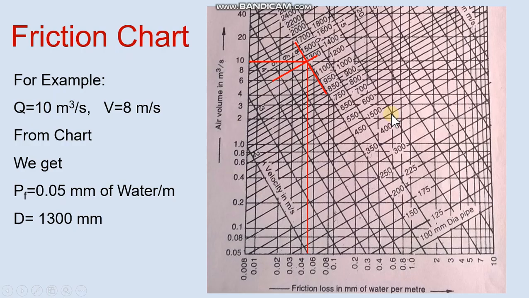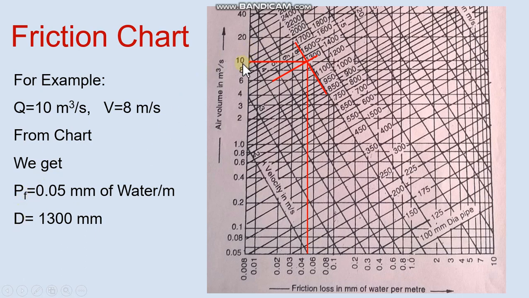Now in the calculation we need a friction chart. So let us see how to use the friction chart. The friction chart has on the x-axis values of friction loss in mm of water per meter, and on the vertical y-axis values of Q in meter cube per second. There are inclined lines for velocity in meter per second and other inclined lines for diameters. For example, if we know Q is 10 meter cube per second and velocity is 8 meter per second, from the friction chart we can obtain the value of PF and diameter.